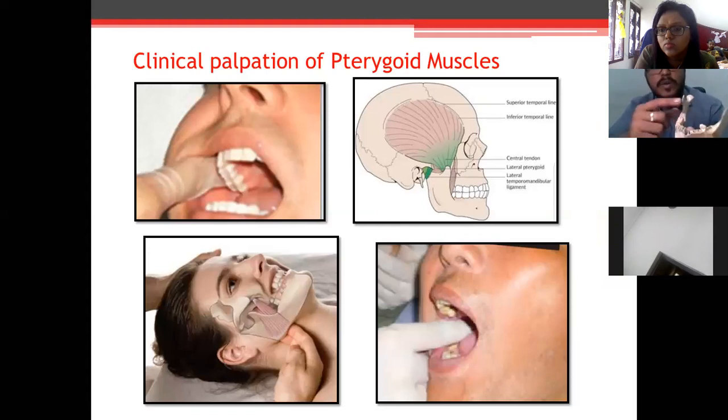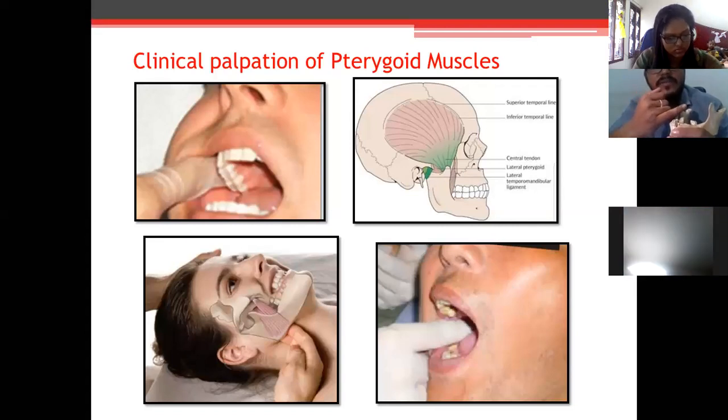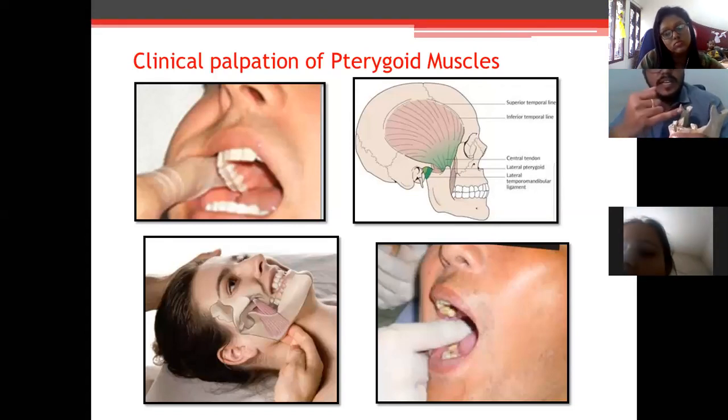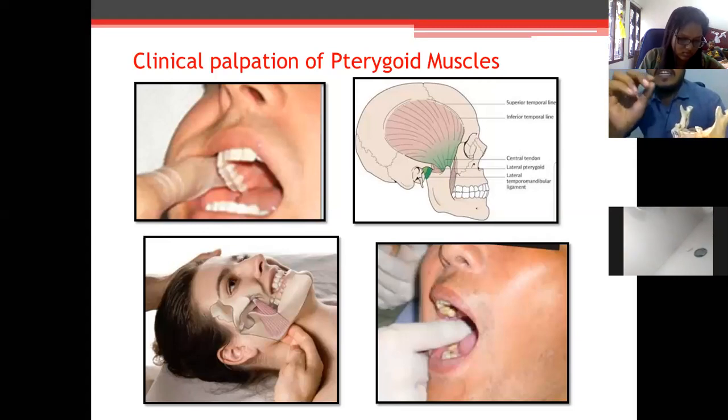So why do you want to open the mouth in the initial stage? Because your finger has to go inside. Then once your finger reaches this area, you ask the patient to close the mouth, within maximum intercuspation. I use the little finger, because the little finger is the only one that can go there and palpate. Then you ask the patient to slightly open the mouth, or slightly protrude the mandible, and you can feel the lateral motion. It is very difficult.